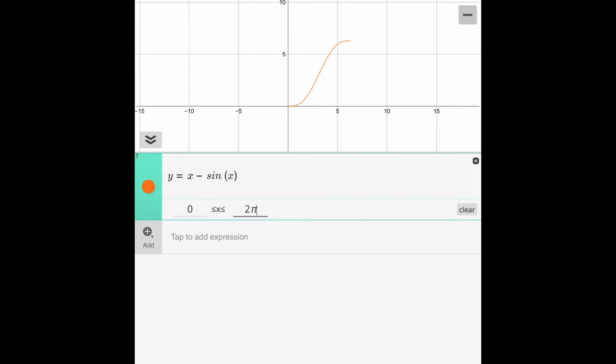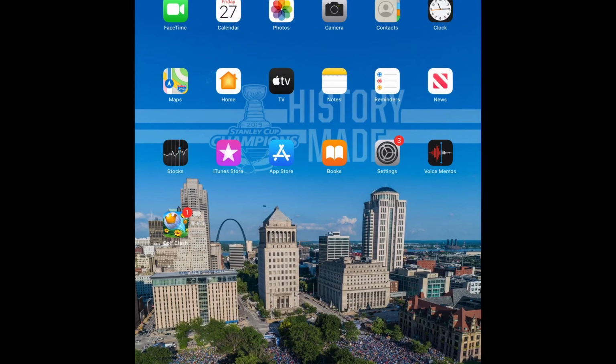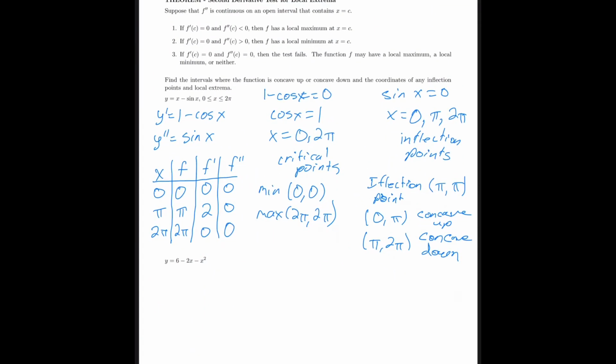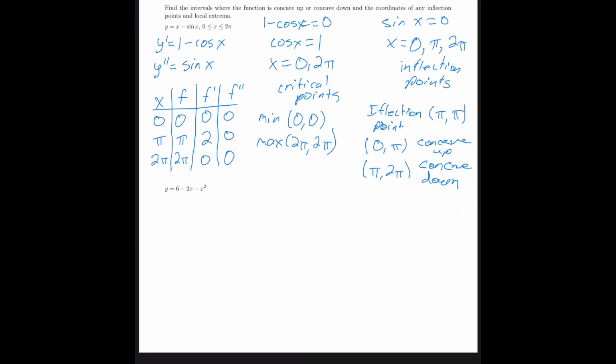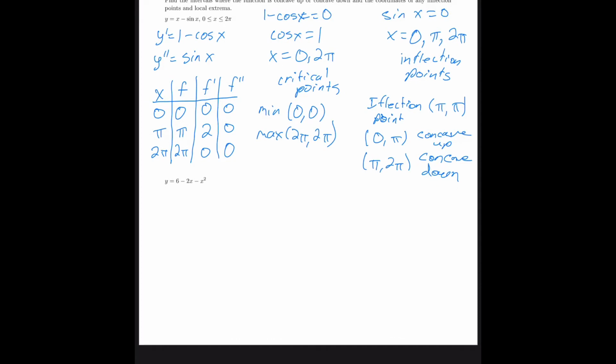Okay, and if we zoom out a little, we can see this. So we've got a minimum value over here on the left-hand side, a maximum value over here on the right-hand side, and then there's a concavity point in the middle where the concavity changes. We're concave up first, then we have an inflection point, and then we're concave down. So that worked out exactly how the calculus said it should. So let's go ahead and try another one.